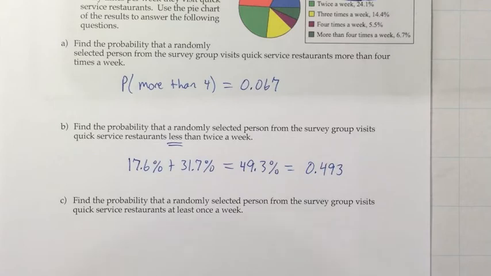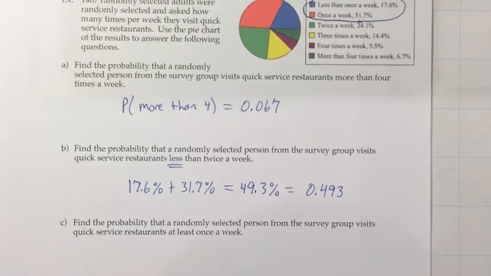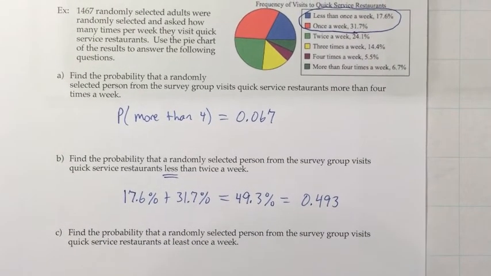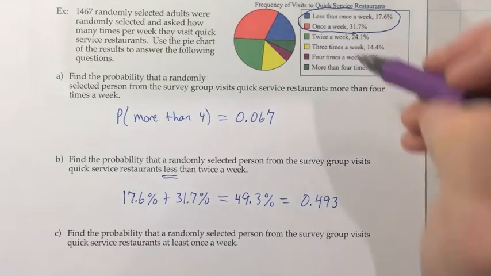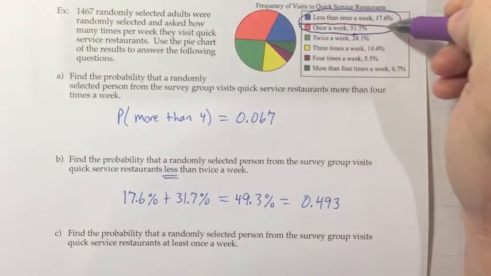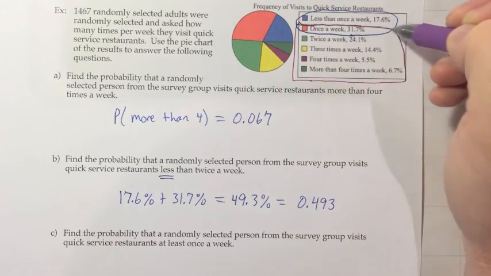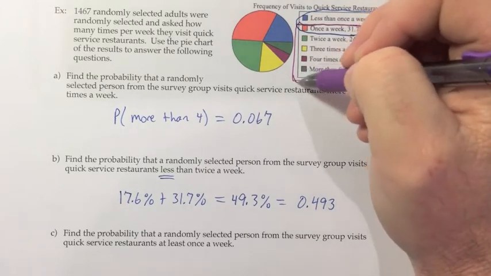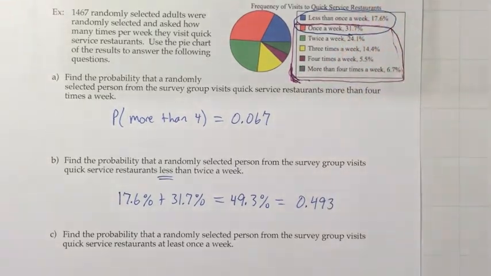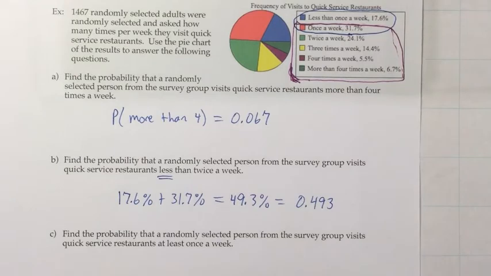And then the last one for this pie chart: find the probability that a randomly selected person from the survey group visits quick service restaurants at least once a week. So at least once a week would be once or more, right? So that would be once a week or more. That would be all this stuff that is kind of circled in purple. I don't know about circle, got a corner on it. But anyways, that's what we're talking about.